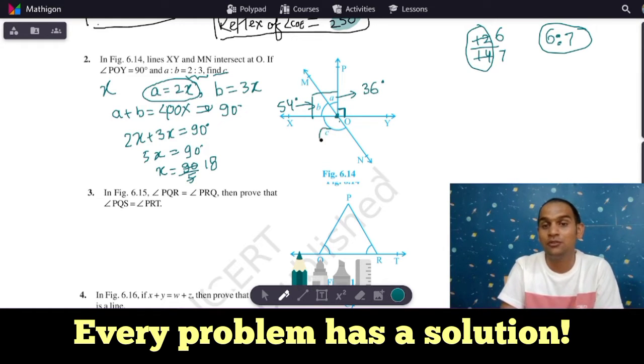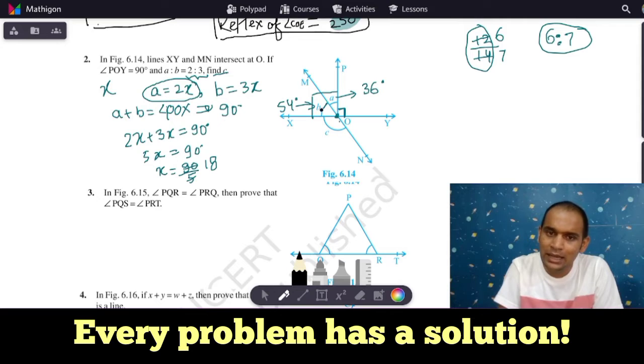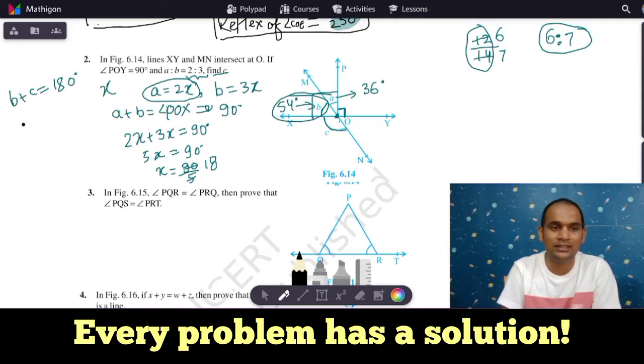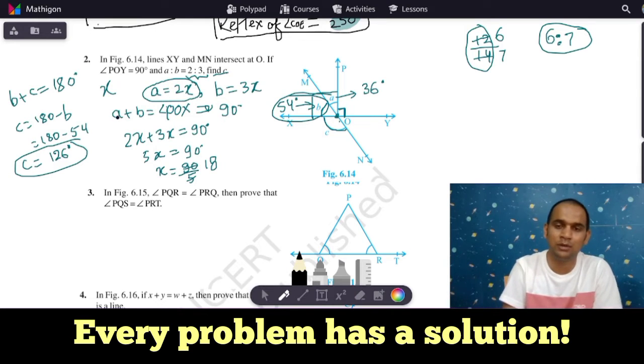Now try to observe, we have to find the angle C. There is a very good understanding we can take over here. MN is a straight line, or we can also say MON is a straight line. Since it's a straight line, angle B and C will make a linear pair, right? So B plus C will be 180 degrees. Since angle B we have already calculated as 54 degrees, C will be 180 minus 54, which is 126 degrees. I hope this is very much clear for you.